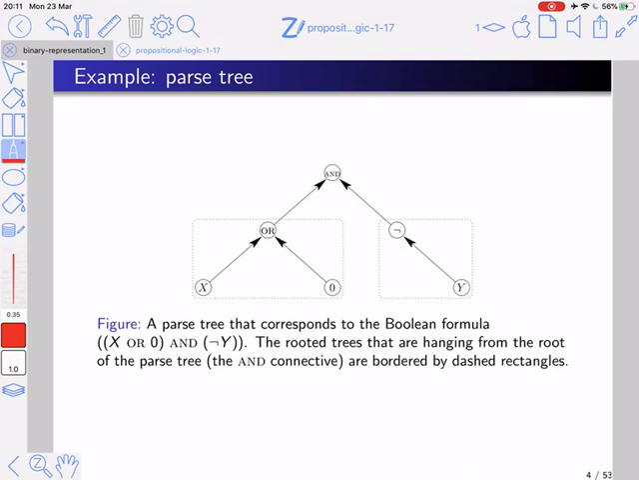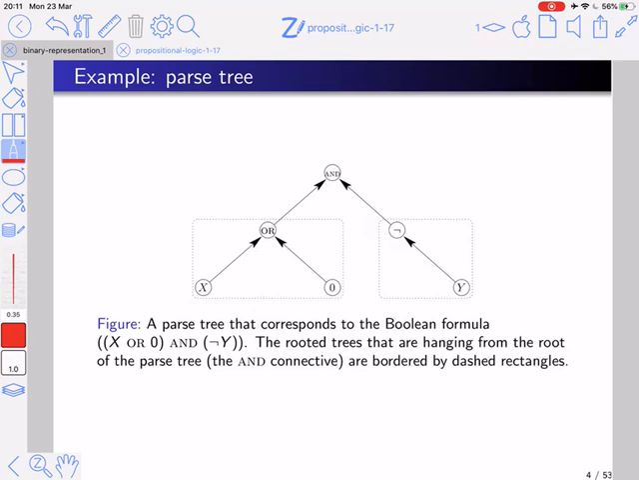Notice that when the in-degree of a node is 2, the connective here is or, its arity is 2. The in-degree of this vertex is 1. Therefore, we write here a connective with arity 1. We only have one connective with arity 1. This is negation. And the root has arity 2. We label it with and, which also has arity 2. Now this parse tree corresponds to the Boolean formula x or 0, and not y. Here's not y.